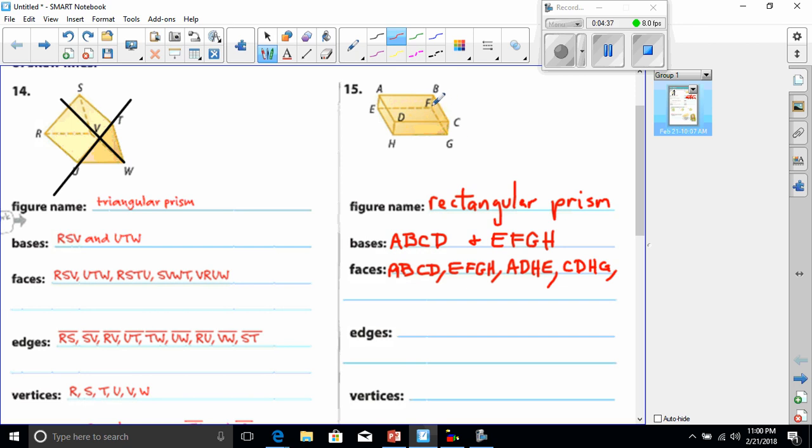We're also going to have B, C, G, F. We're also going to have A, B, F, E. And we should have 6 now. 1, 2, 3, 4, 5, 6. And that's all 6 of our faces. Next are edges.